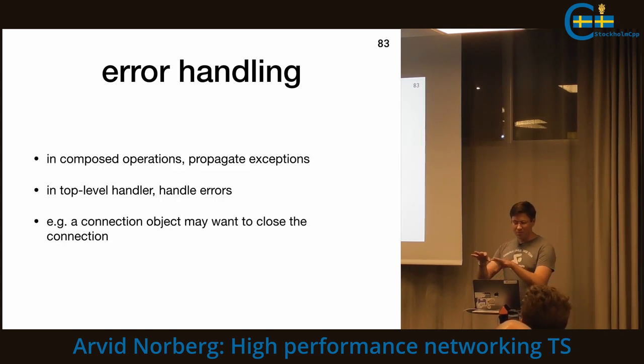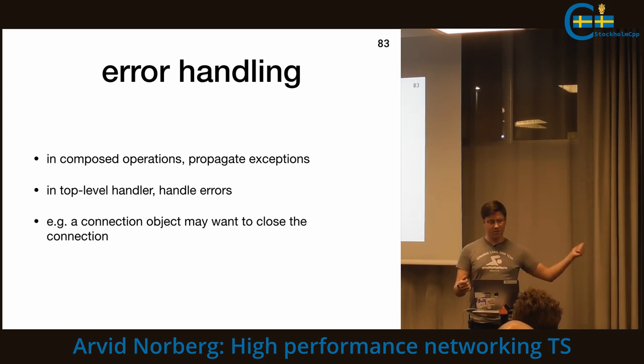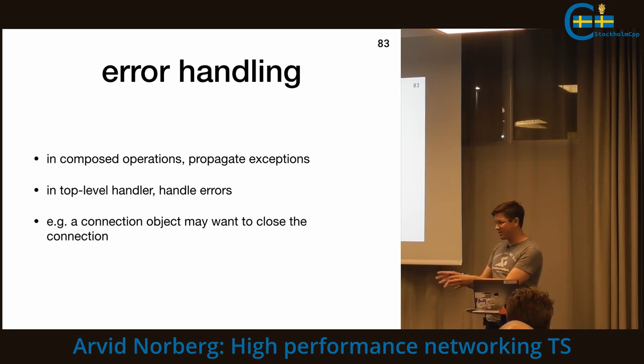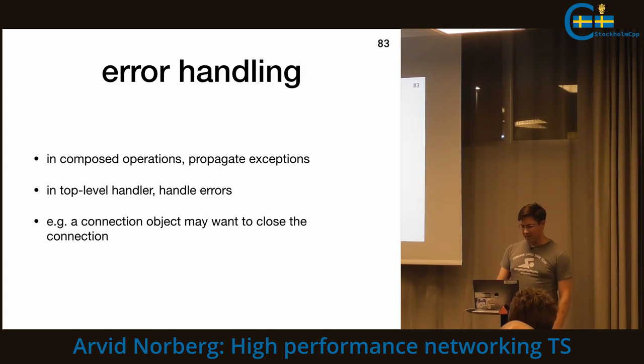So basically, if you are building a composed operation, like the async write we just saw, I think the right thing to do is don't touch exceptions, just let them propagate through. But if you're at the top level, in the connection object, that's probably the right context to handle the errors, and not at the IO context, the whole program context. If some handler in this one connection throws an exception, I would suggest that it probably makes sense to close that connection and maybe do something else, but whatever is done, it should be local to that connection, most likely. So what can we do?